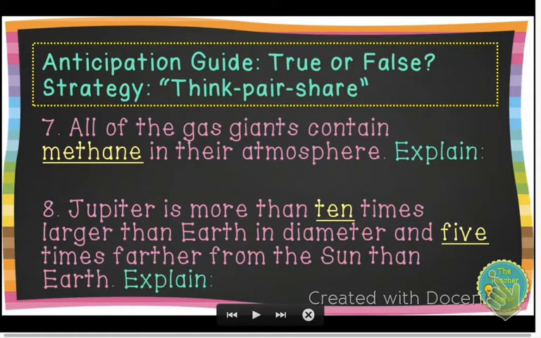On the back side of your paper, I have already typed out these 2 statements, and I just want you to think about them and see if you think they are true or false. It's okay if you get them wrong because that's what learning is all about. Okay. 7. All of the gas giants contain methane in their atmosphere. Do you think that's true or false? And 8. Jupiter is more than 10 times larger than Earth in diameter and 5 times farther from the Sun than the Earth. So do you think that's true or false? Okay, once you have that, then we're ready to get started, so flip your paper back over.